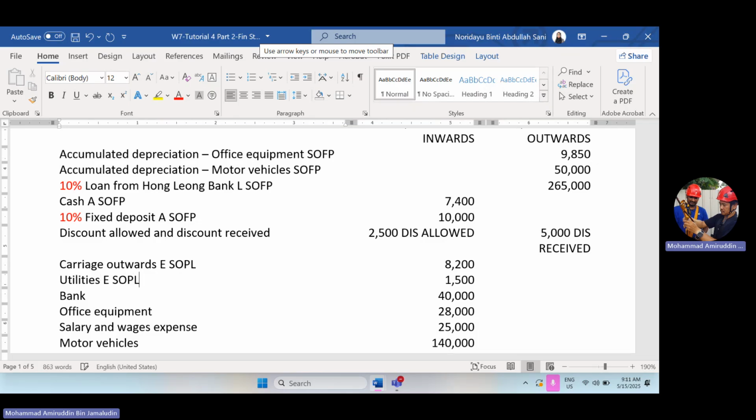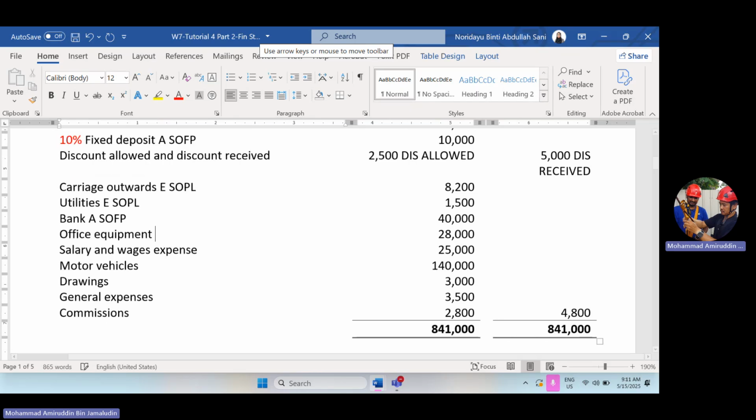Utilities expenses, guys, this one common, right? Bank is your asset, SOFP. Office equipment is an asset, SOFP. Salary and wages expenses, SOPL. Motor vehicles is asset, SOFP. Drawings, charge to SOFP, reduce capital. General expenses, SOPL. Commission, now we have two, debit and credit. So debit is commission paid, expenses. So this one definitely your commission received, which is on credit, revenue, credit balance.